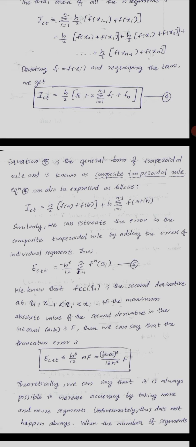Similarly, we can estimate the errors in the composite trapezoidal rule by adding the errors of the individual segments. Thus, ECT equal to -h³/12 summation i = 1 to n of f''(theta i). We know that f''(theta i) is the second derivative at theta i, xi - 1 less than theta i less than xi, if the maximum absolute value of the second derivative in the interval AB is F. Then we can say that the truncation error is ECT less than or equal h cube by 12 n F equal to (b minus a) cube by 12 n square F. Theoretically, we can say that it is always possible to increase in accuracy by taking more and more segments.